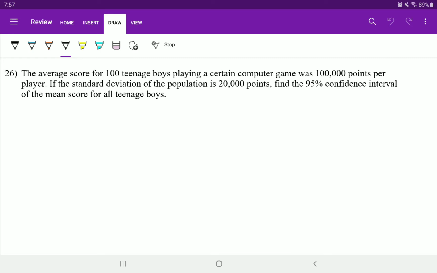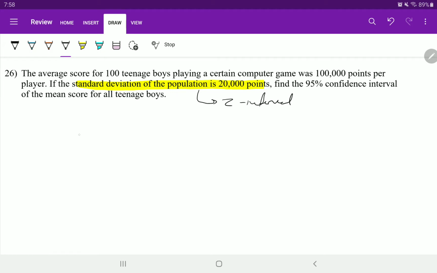Alright, in Stats 250, we learned about two types of confidence intervals, using a Z critical value and a T critical value. A Z interval, T interval. To use the Z interval, we must know our population standard deviation. We use the T interval when we do not know our population standard deviation. In question number 26, we are given the population standard deviation. Therefore, this is going to be a Z interval. Therefore, I need a Z critical value.